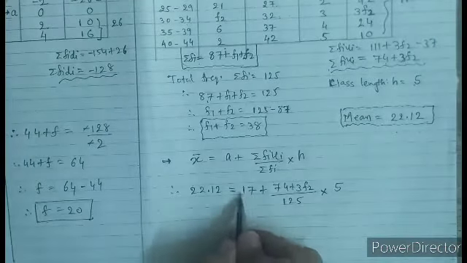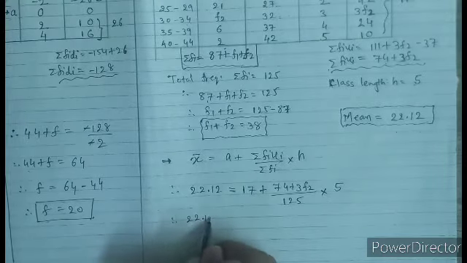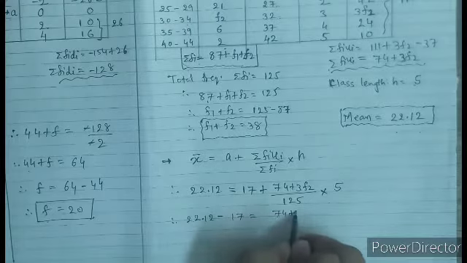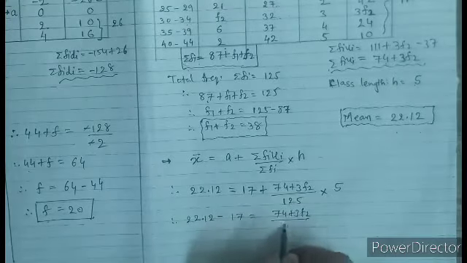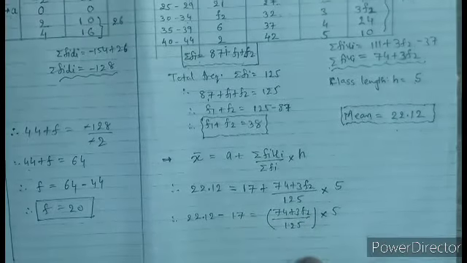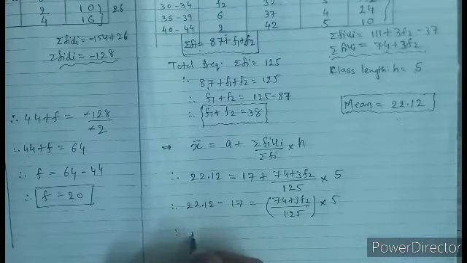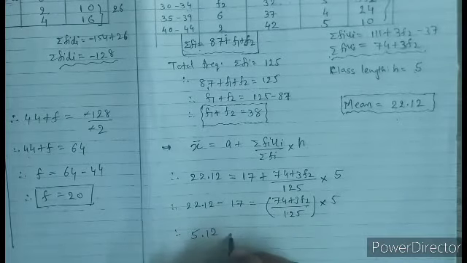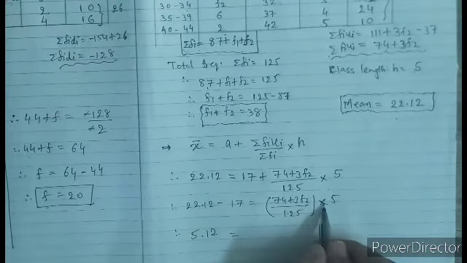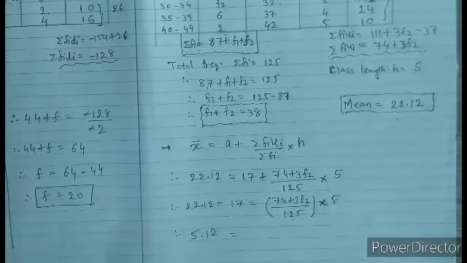Here we can send this 17 on the other side. We will get 22.12 minus 17 equals 74 plus 3F2 divided by 125 multiplied by 5. We can get 22.12 minus 17, it will be 5.12 equal to, on the right side, this is multiplication. Therefore, 5 and 125 can have cancellations.